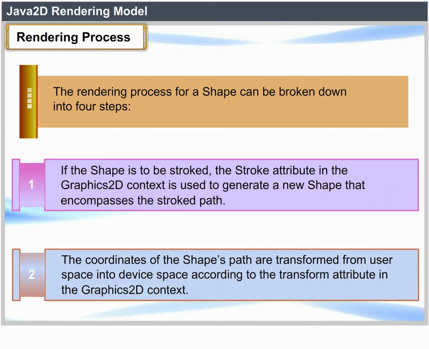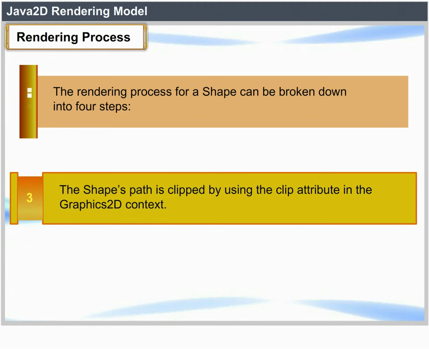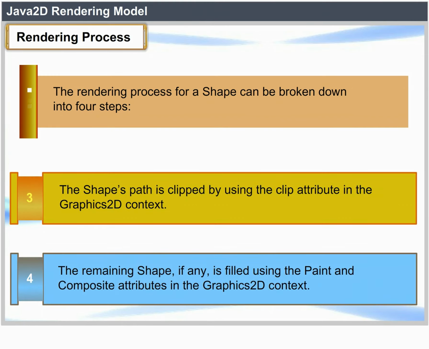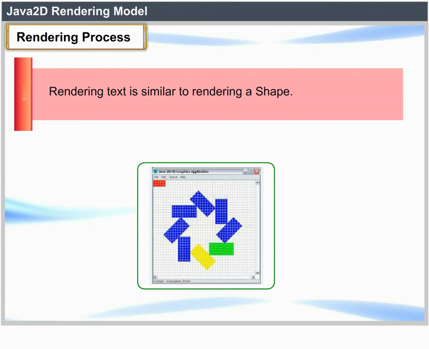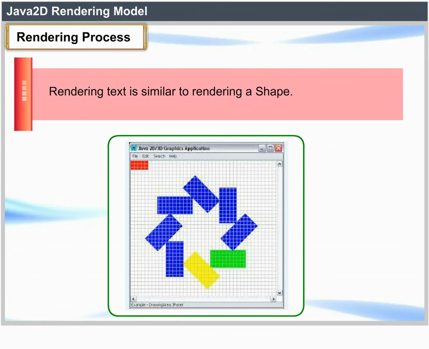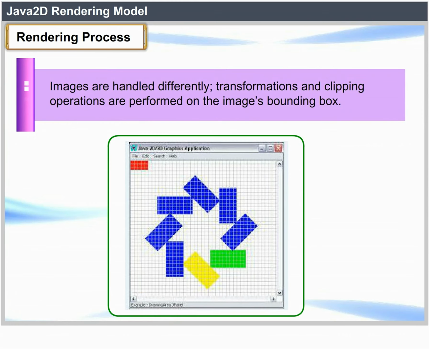The coordinates of the shape path are transformed from user space into device space according to the transform attribute in the Graphics2D context. The shape's path is clipped by using the clip attribute in the Graphics2D context. The remaining shape, if any, is filled using the paint and composite attributes in the Graphics2D context. Rendering text is similar to rendering a shape. Images are handled differently. Transformations and clipping operations are performed on the image bounding box.